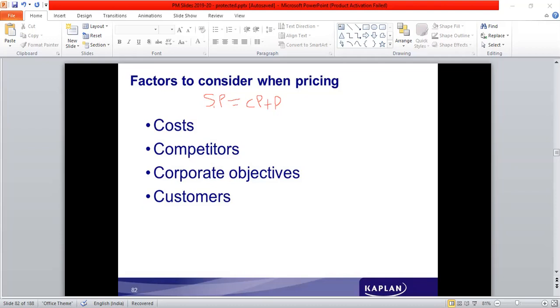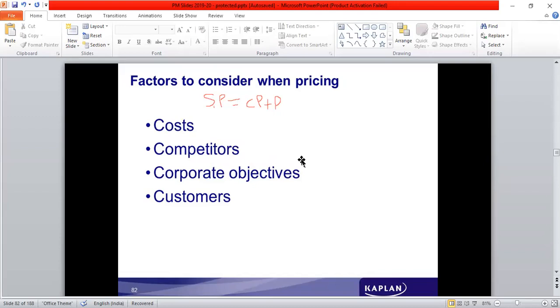So competitors' objectives or competitors' strategies also have to be taken into consideration. What are their corporate objectives? Are they focused on maximizing their profits in the short run, or on surviving in the market for a long run, stabilizing there and then making profit? That part has to be looked into.